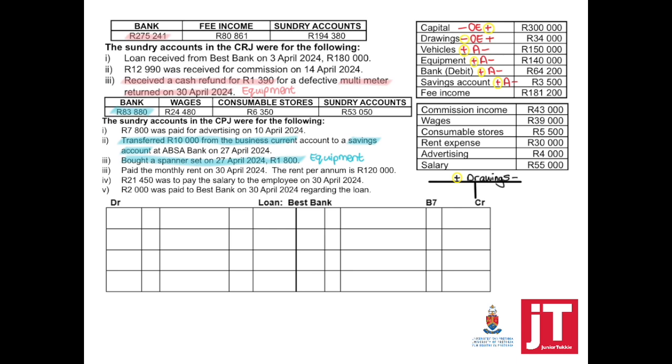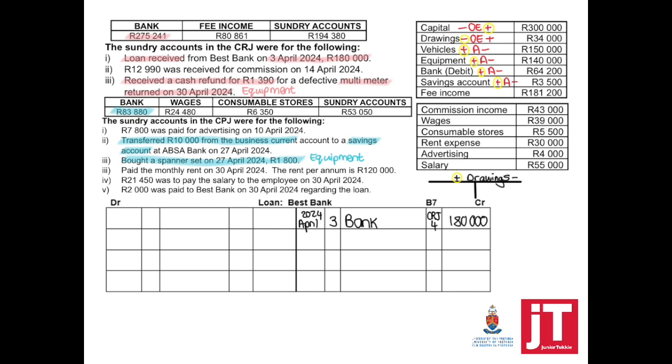If we go to the CRJ, there's no money column open for loan in our CRJ. But if we go to sundry accounts, it says transaction number 1, a loan was received from Best Bank on the 3rd of April 2024, 180,000.